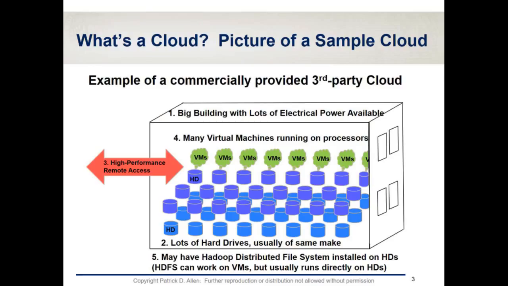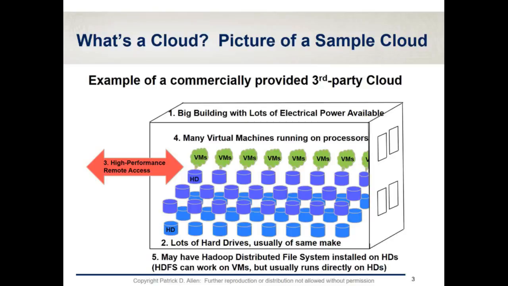It also has lots of hard drives and processors, usually of the same make, so they can swap things in and out, they're commodities. Really high performance remote access, so big honking pipes coming in and going out. Lots and lots of virtual machines, depending upon the type of cloud, which I will get into, and may or may not have things like the Hadoop distributed file system or other types, which I will get into also, usually running on the VMs, running on the hard drives, and the green grass grows all around.